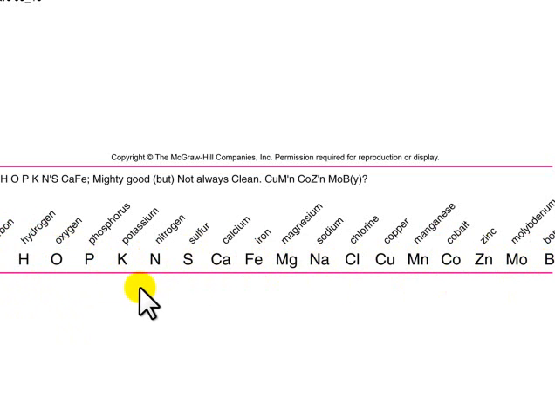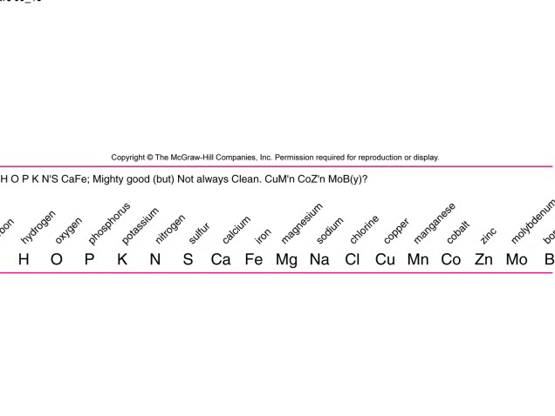I want you to simply know the 4 macronutrients. What's the difference? Well, macronutrients are needed in fairly large quantities, certainly compared to the micronutrients. So are the macronutrients the next 4? Almost, but not quite. Leave out sulfur. You have phosphorus, potassium, nitrogen, and calcium. Those are the macronutrients needed in relatively large quantities by the plant.